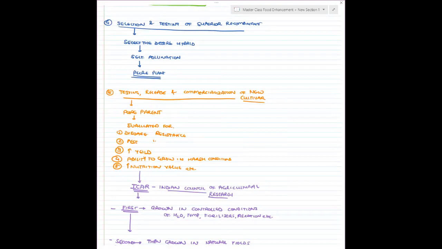How are questions asked from this in NEET? They will ask you which committee is responsible for testing of new cultivars. That is going to be ICAR.